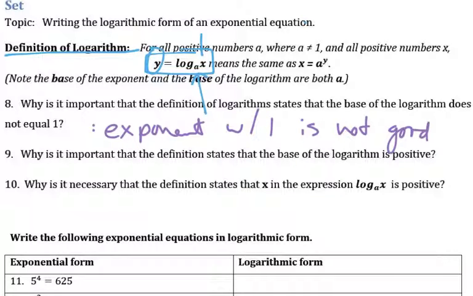Why is it important that the definition states that the base of the logarithm is positive? Well, once again, think about that a. Why is it necessary that the definition states that x in the expression log base a of x is positive? Think about if you raise to a power, can you get a negative? Well, what would that mean if you were getting a negative? So think about that. I want you guys thinking about the rest of those.